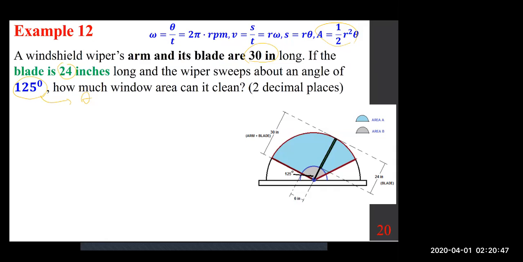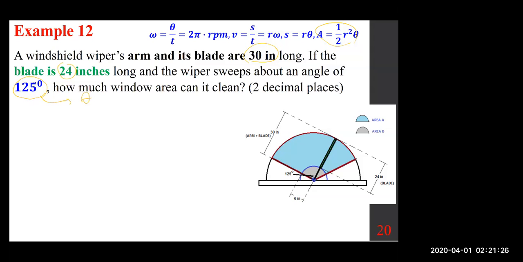Okay? So it's important to understand what we want. If you look at the shape, we understand the total area using the long arm and blade together as 30-inch long is the blue area. But we are interested in what the blade does, okay? So we have to look at their difference, okay, class?